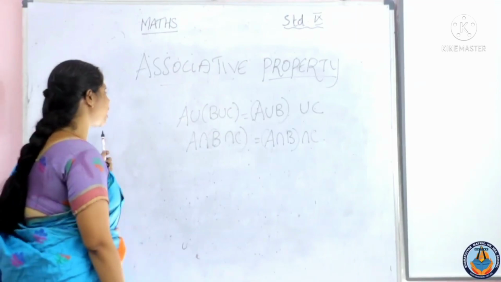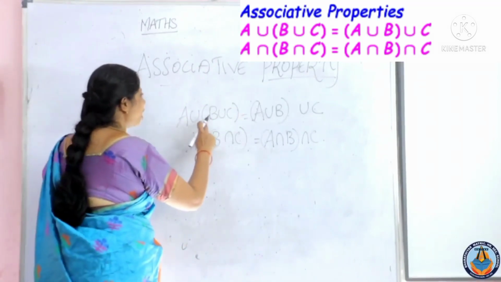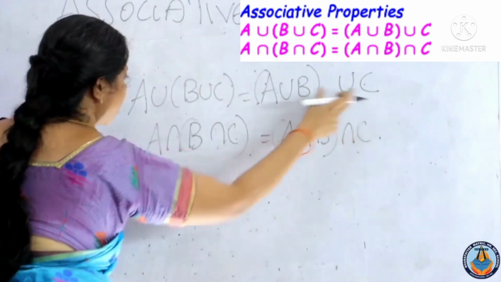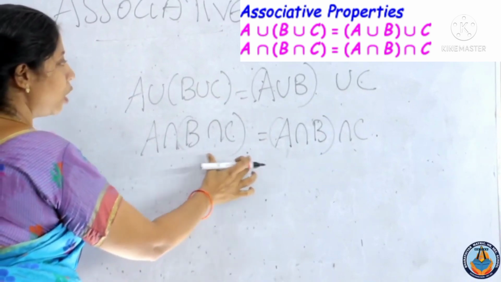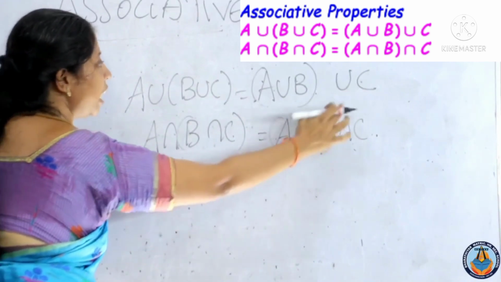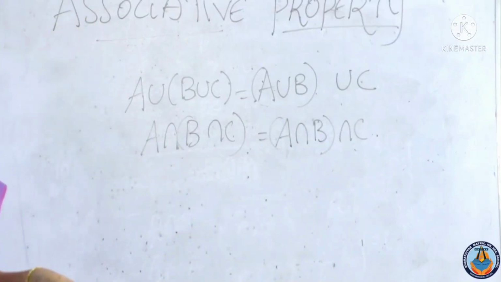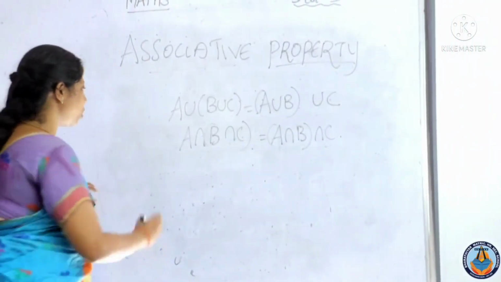Now we are going to see associative properties of sets. A union B union C is equal to A union B union C. A intersection B intersection C is equal to A intersection B intersection C. This you have learnt already in your lower classes with numbers. Now it is true for sets also.